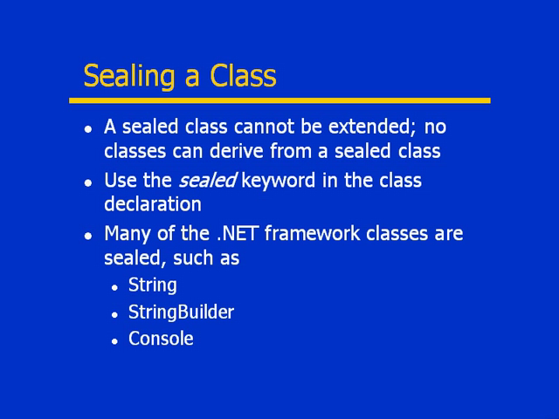Now, technically, many of the already existing classes in the .NET framework are sealed. Classes such as the string class, the stream builder class, and the console class are three examples of classes that we've already used that represent sealed classes. You cannot create your own classes that extend from those.